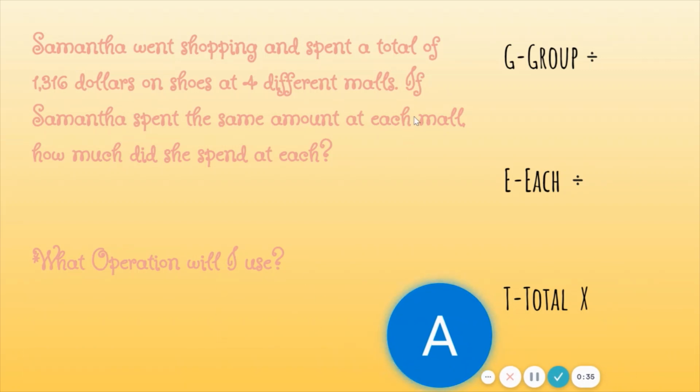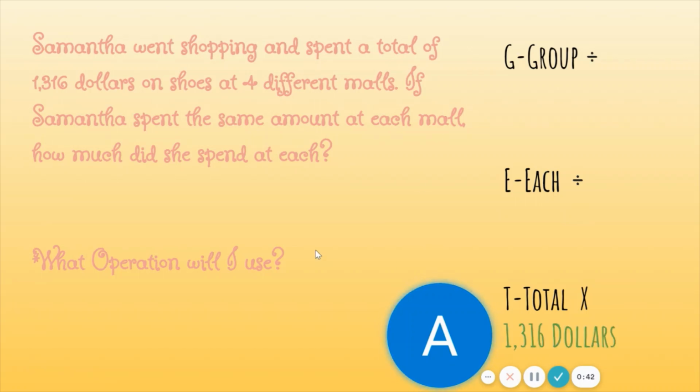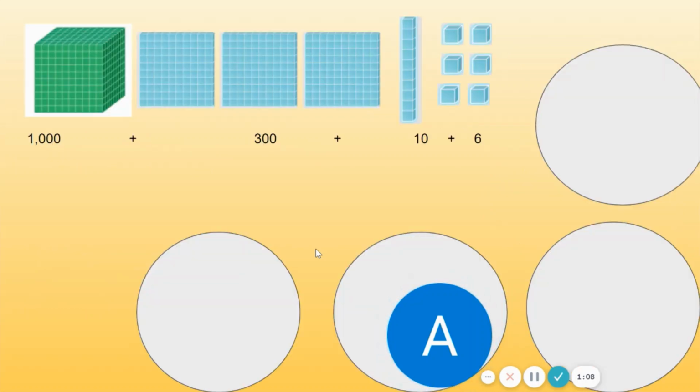Do I know my total amount Samantha spent? Yep, I know it was $1,316. Do I know the amount of groups? Yep, I know it was 4 different malls. Do I know how much she spent at each mall? Nope, I don't know. So guess what operation we're going to be doing? Remember, we're doing the operation that is unknown, which is division. So can you guys assume what we're going to be learning this week is? Division, exactly. Let's go ahead and continue by using base 10 blocks.